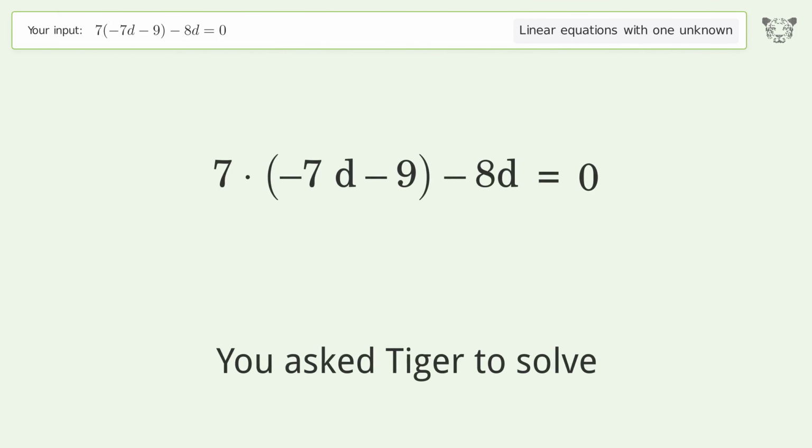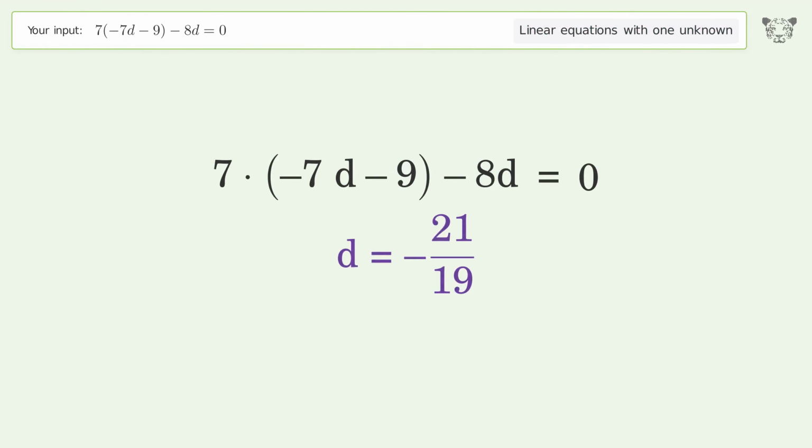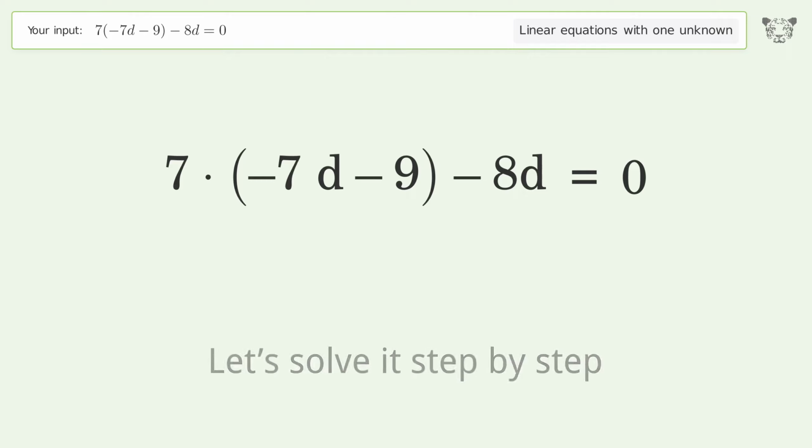You ask Tiger to solve. This deals with linear equations with one unknown. The final result is d equals negative 21/19. Let's solve it step by step.